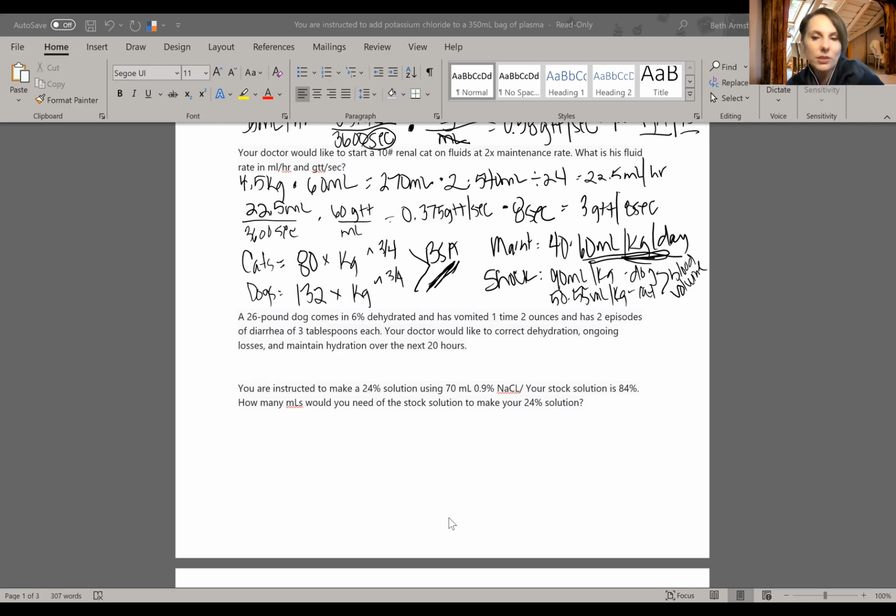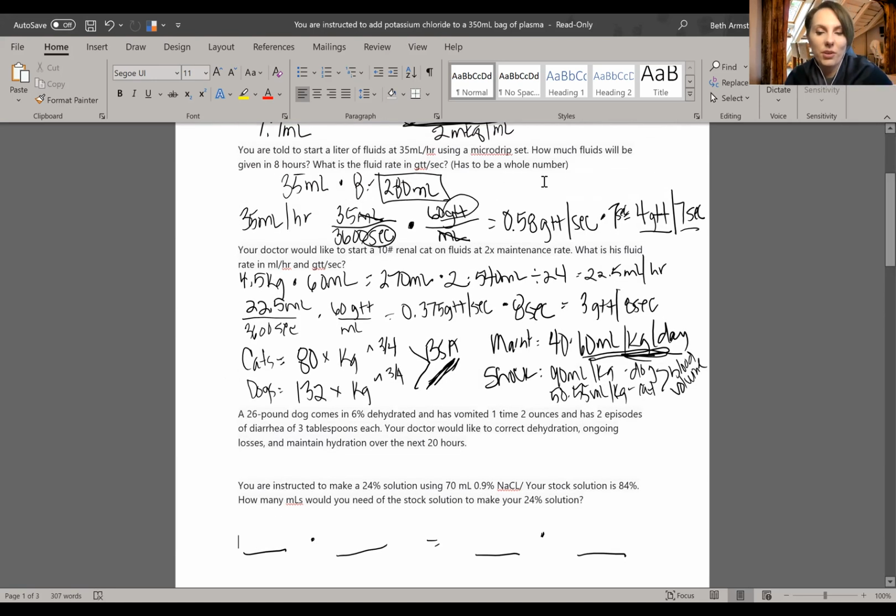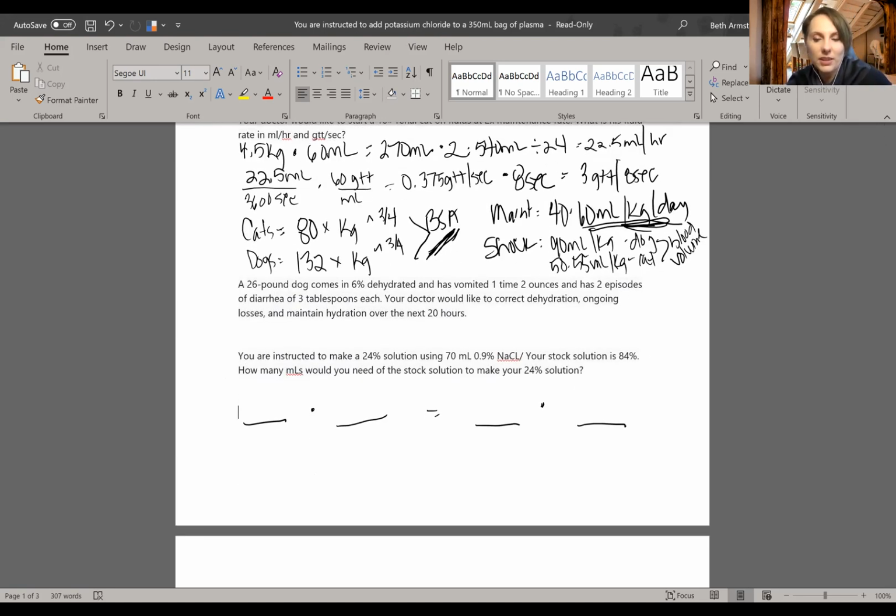What formula do we use? Our infamous formula that we all love, right? Yes, our C1V1. Everyone loves it. So I always fill it out like this because I don't know, it's like my safety. I've always done this. I don't know why, but it's just my safety thing.